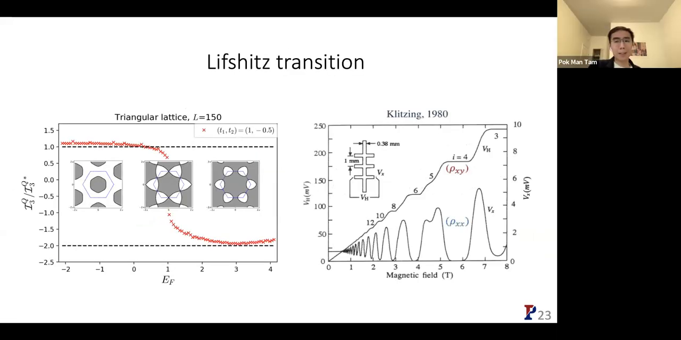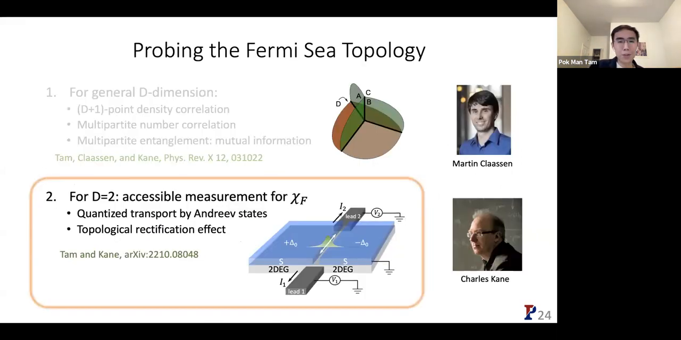So here I tried to make a comparison with experiments, which may be too presumptuous. Let me next talk about a real experiment that can hopefully probe the Fermi sea topology. And that is introduced in our very recent work.